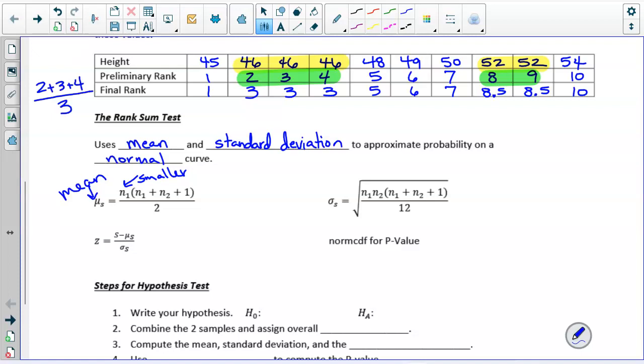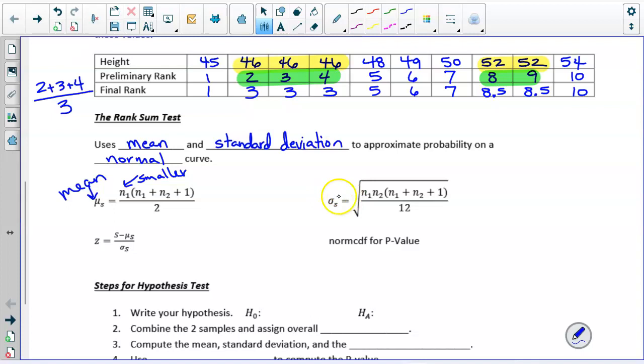With independent data, you don't have to have the same sample size. For dependent, you do, because you're pairing it. All right, so you would just take the smaller sample size, then times quantity, the smaller sample size plus the other sample size plus 1 divided by 2, okay?